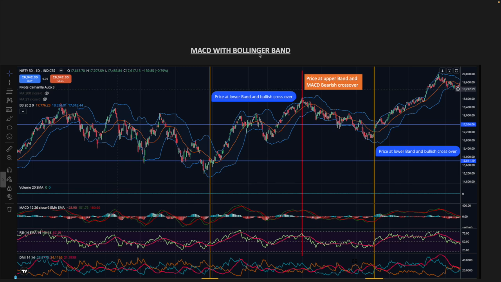Now coming to the MACD with Bollinger Bands. See, whenever the stock price is below the Bollinger Band, like here, as we can see, and if the crossover happens in the MACD, whether above the signal line or above zero, then you will get a very good trending movement up to the next Bollinger Band, that is, the upper Bollinger Band. That is what has been explained here.